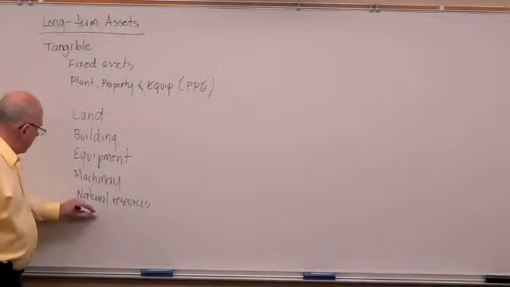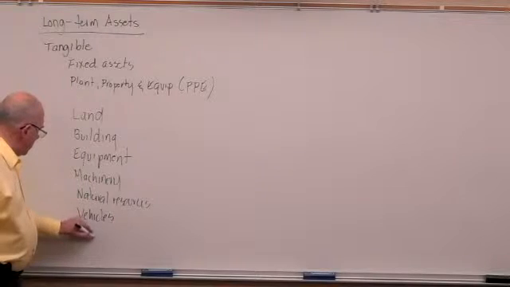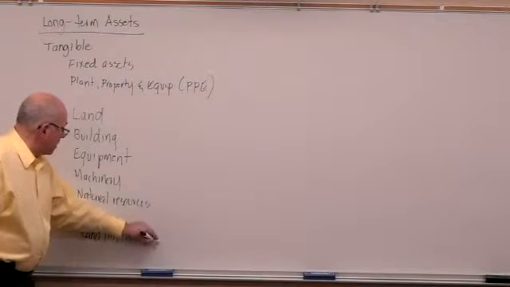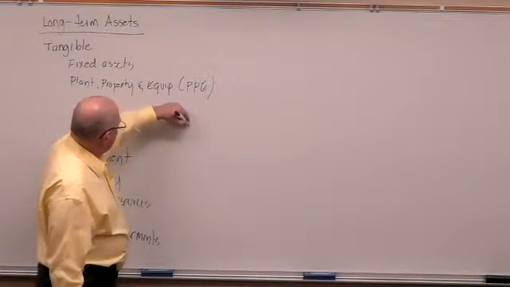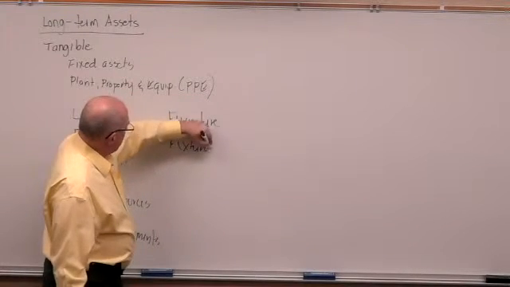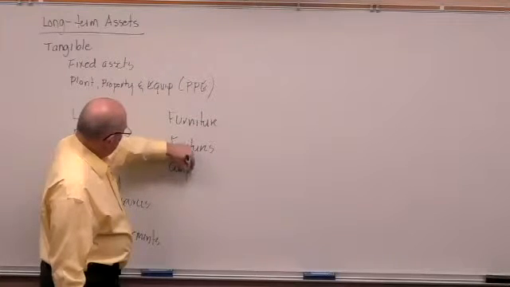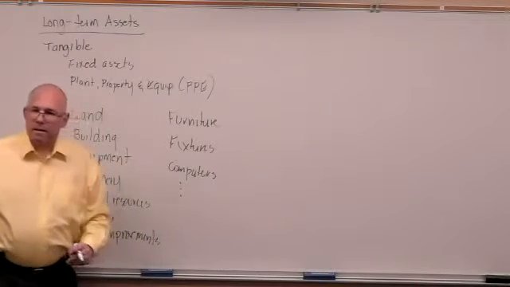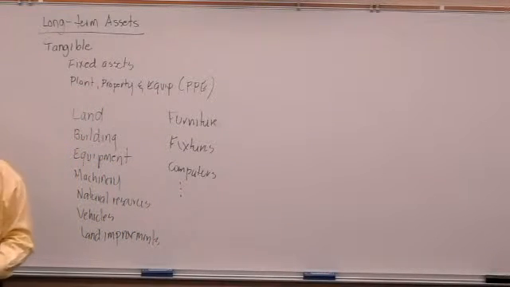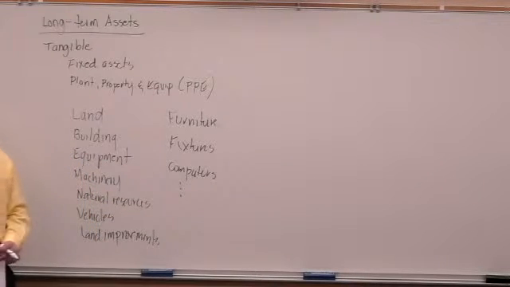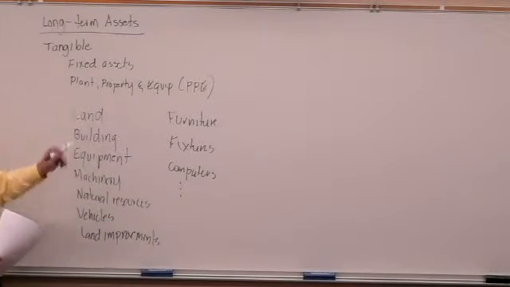Vehicles, land improvements, furniture, fixtures, computers. The list can get pretty long. Not every company has all these elements, and sometimes they combine them. Quite often you'll see an account called furniture and fixtures. So let's start at the beginning.